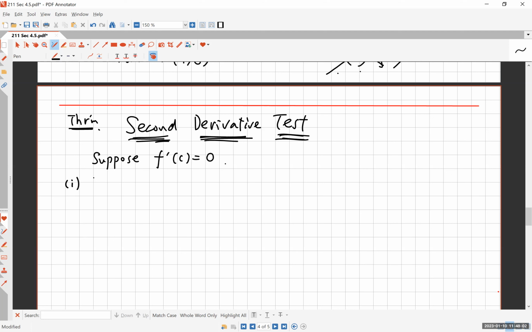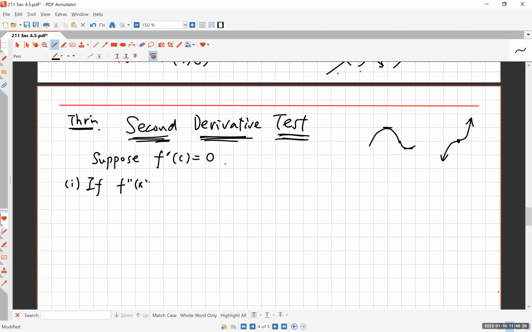Now, here's the thing. By the way, it could be a maximum, it could be a minimum, or it doesn't have to be either, right? When you have a cubic function, for instance, the derivative becomes 0 at the origin, but it's not a maximum or minimum.